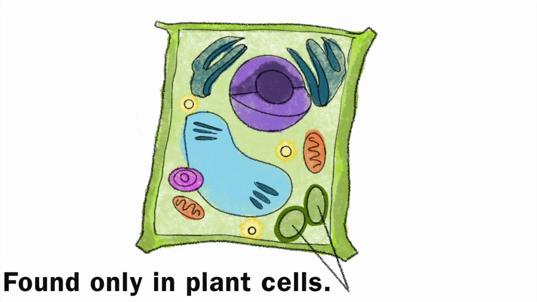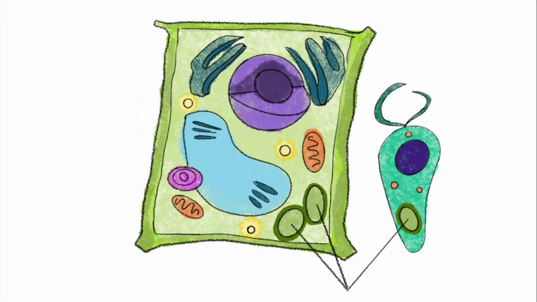Chloroplasts exist only in plant cells, though they can be found in some protists. No plant cell only ever has one chloroplast. Instead, there are many inside a cell moving around.